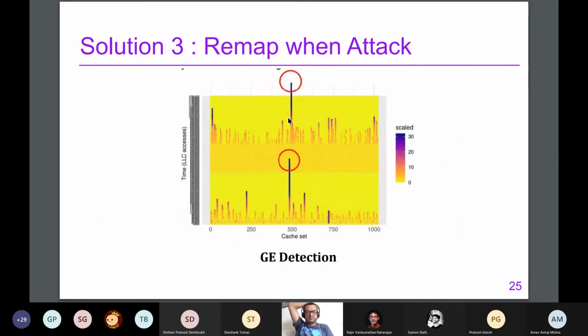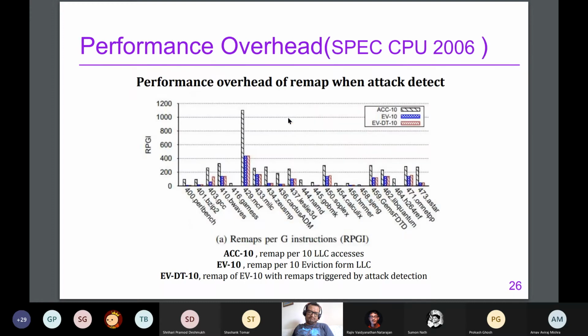So what we propose is a hardware solution which could detect the LLC counts, and whenever the threshold for an LLC count is passed, perform a remap for the system. Next slide, please. This is the performance overhead of remap with attack detection, which we discussed in the last slide. As you can see, the red markers show the evictions whenever the attack was detected.